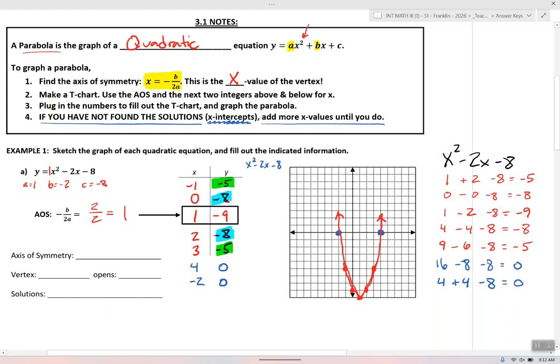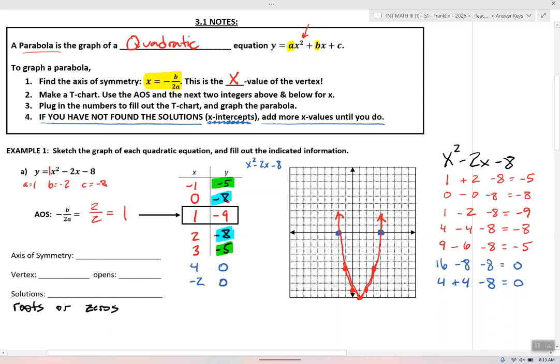And these are the solutions to our function here. This is where the y value is 0, so it's where we put 0 in the function. It's the x-intercepts of the function. These are also called roots or zeros, the solutions. Okay, and it's where the function is equal to 0.